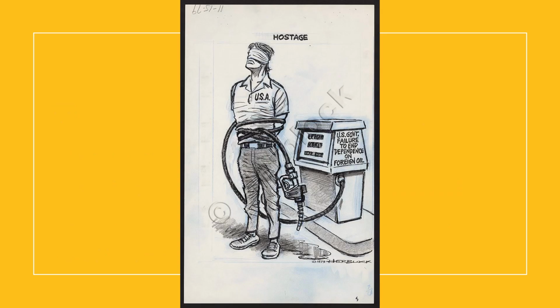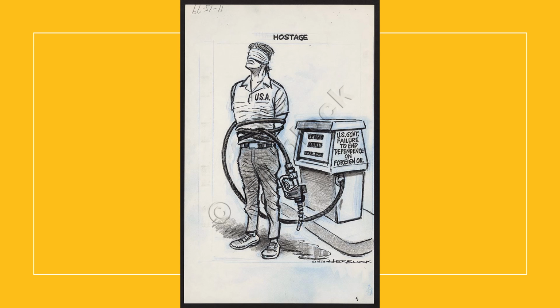Here we're going to be looking at a political cartoon focusing on the relationship between domestic and foreign policy. Look at this person's shirt. This person's shirt says USA. Notice that they're wearing a blindfold and the word above their head is hostage. The idea of this political cartoon is that the United States is being held hostage because the United States depends on foreign oil in order for people to have enough gas to drive their cars.